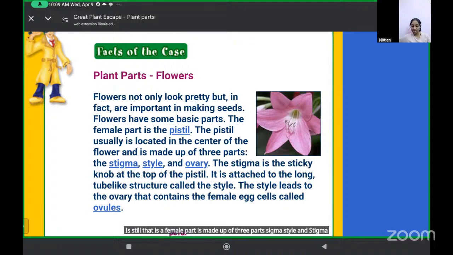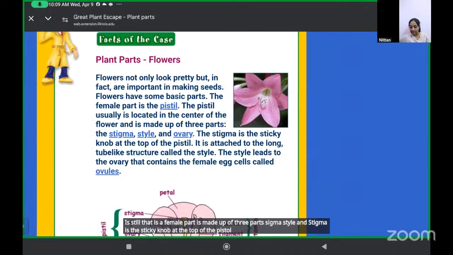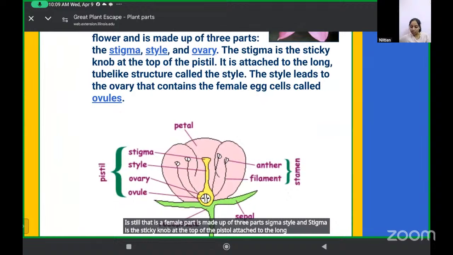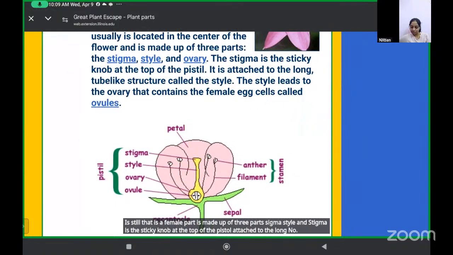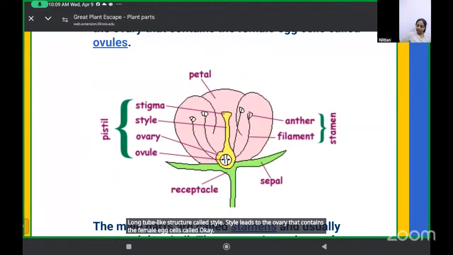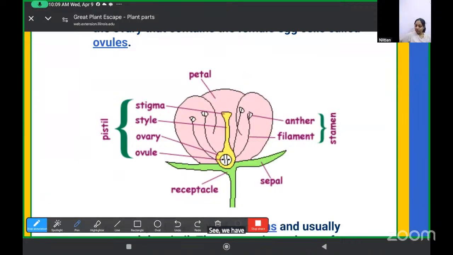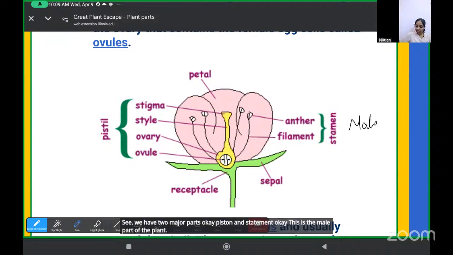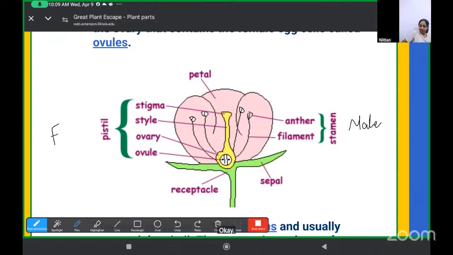Stigma is the sticky knob at the top of the pistil, attached to a long tube-like structure called style. Style leads to the ovary that contains the female egg cells called ovules. See, we have two major parts, pistil and stamen. Stamen is the male part of the flower, and pistil is the female part of the flower.